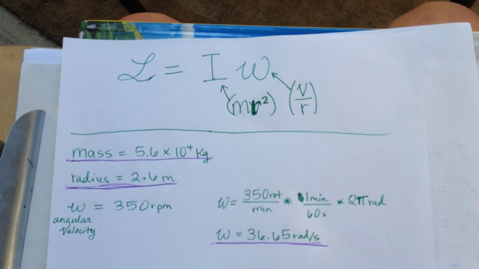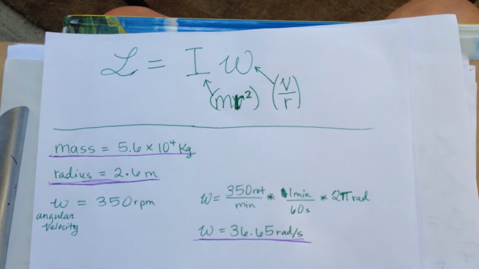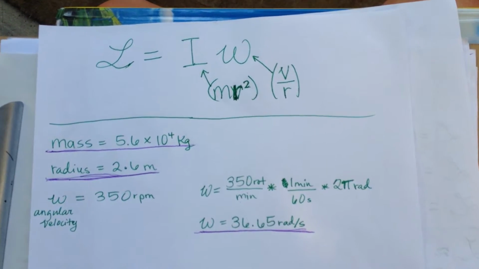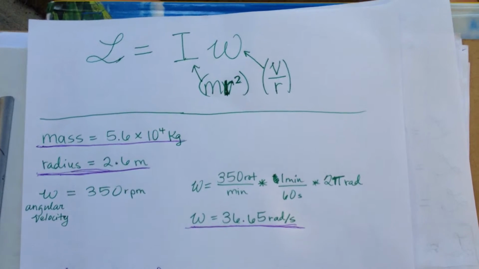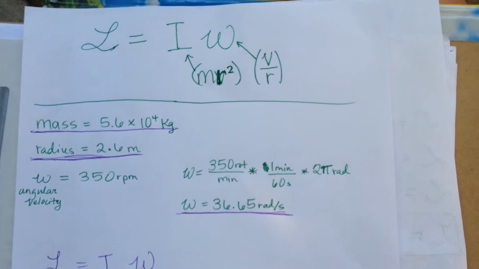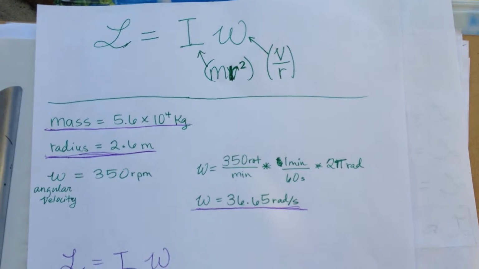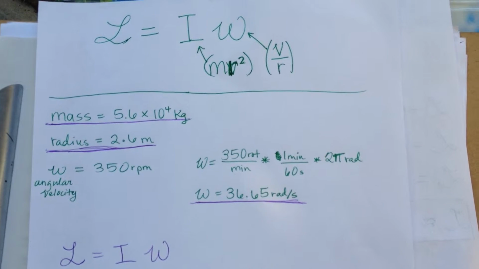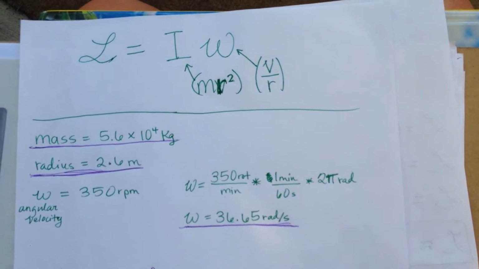So L is the angular momentum, I is inertia, and we can break the inertia down further into its components, which are the mass times the radius squared. And omega, not necessary in this problem but in other problems, is equal to the linear velocity divided by the radius.